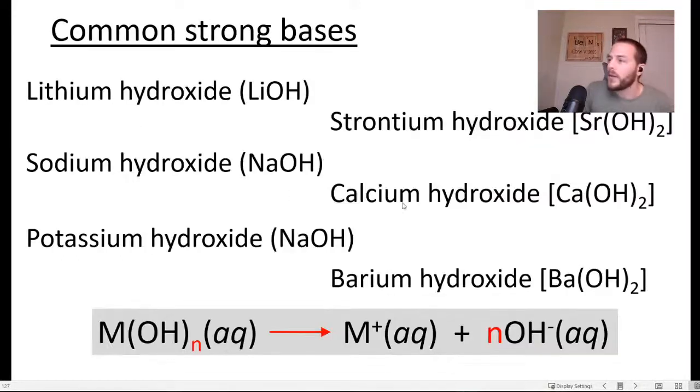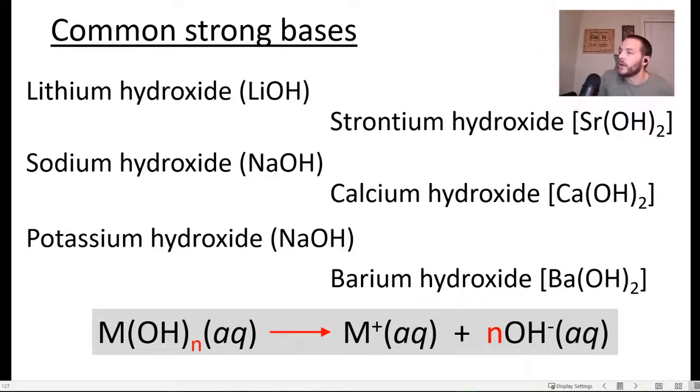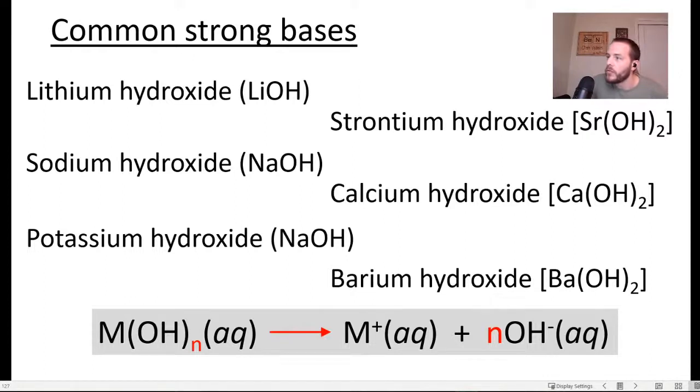So we're going to talk about some common strong bases. So we've talked about common strong acids. So these are some of the most common strong bases: lithium hydroxide, sodium hydroxide, potassium hydroxide, strontium hydroxide, calcium hydroxide, and barium hydroxide. What do all these strong bases have in common? Well, there's some type of metal hydroxide, and in these cases, it's either an alkali metal or an alkaline earth metal hydroxide, a group 1A metal or group 2A metal hydroxide. And so for all of these reacting in water, they would react according to this general equation down here, where we have the base dissociating to form the metal cation and the hydroxide ion.